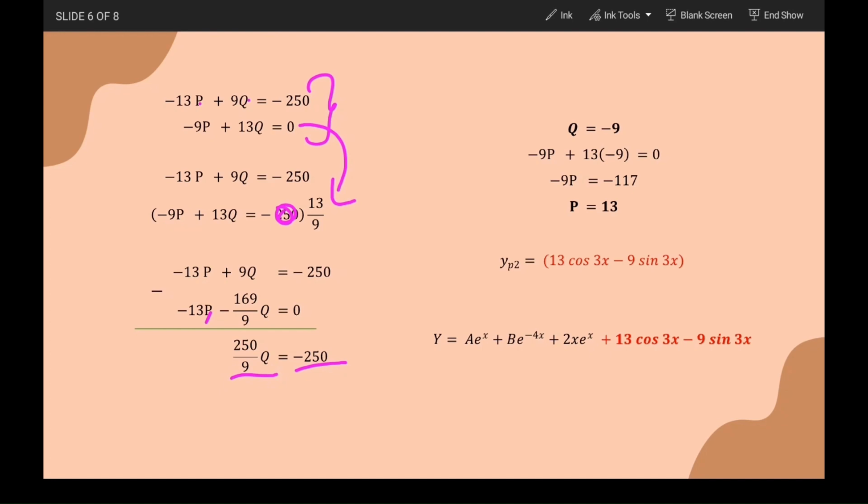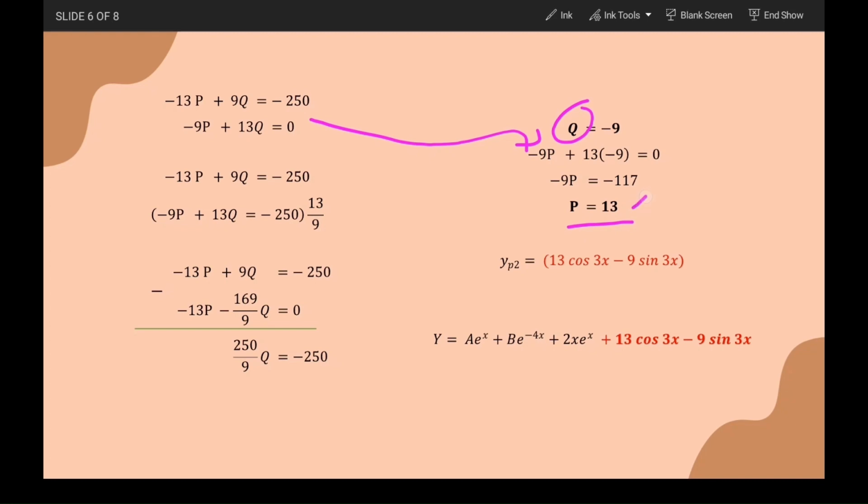So once you solve this, you get the value of q. Your q will be negative 9. So once you have already determined the value of q equals negative 9, you can put it back into the equation over here. This equation right here, you can use, and then you substitute the value of q, which is negative 9, you will get p equals 13.